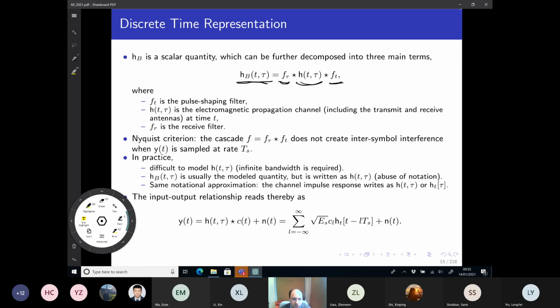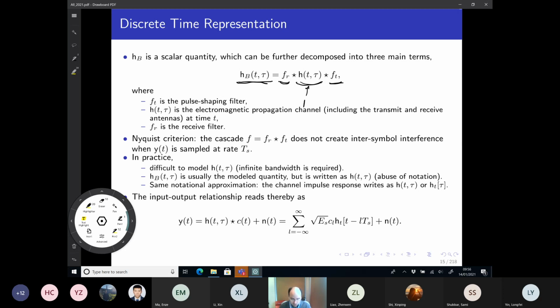Now, if you have an ideal communication system where, let's say, this h here in the middle is simply equal to 1, and so here you simply have a convolution of the transmit filter and the receive filter, you have seen in a previous communication course that according to Nyquist, you need to make sure that this concatenation or cascade of those two filters does not create any interference between symbols, right?